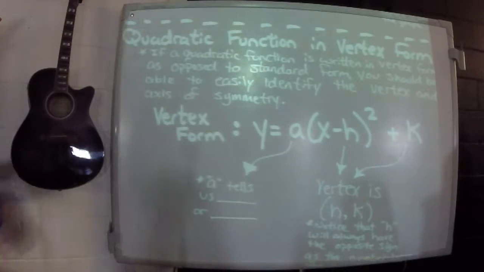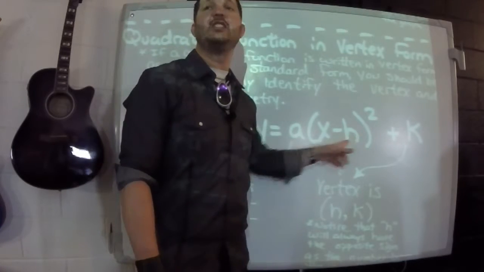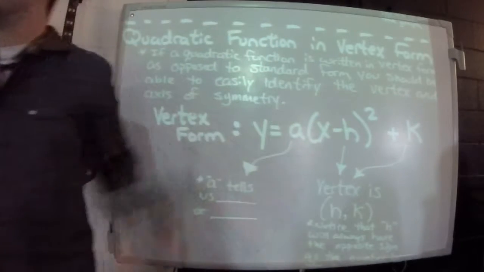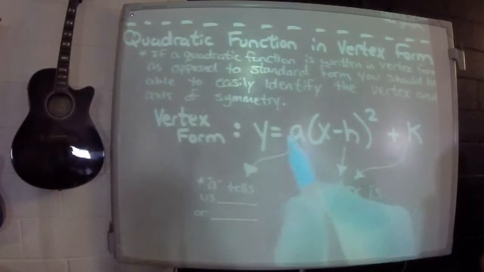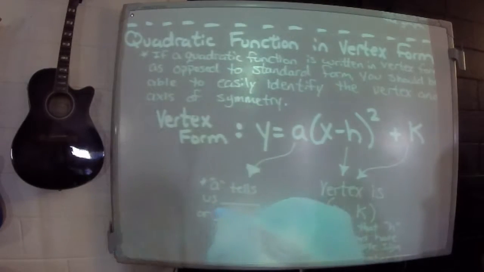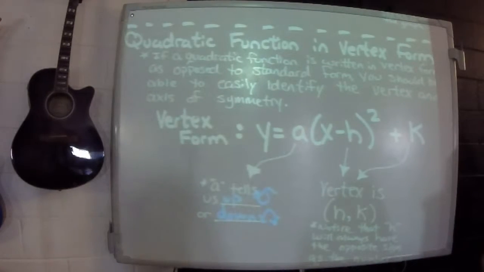So here's vertex form. It goes y equals a, then there's a parenthesis where it goes x minus h squared, and then some number out here, plus k. A, whatever number's here, it's the same a as before. It just basically says if it's positive, you open up. If it's negative, you open down. So it's the same a. It's the open up, open down number. Tells us up or down, what kind of parabola we're looking at. Like this, or like this. So that's good. A is the same.